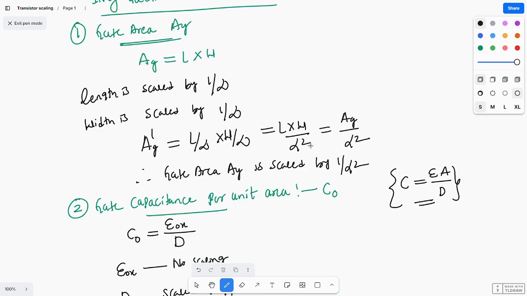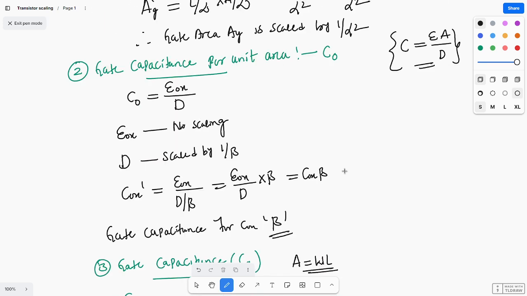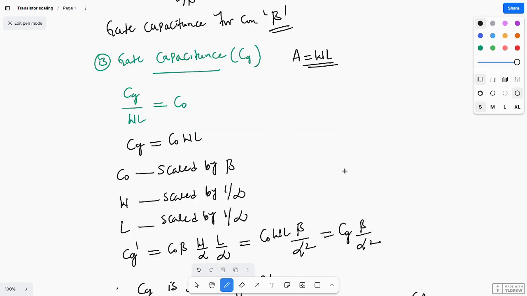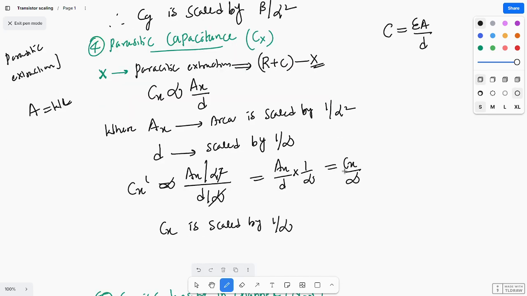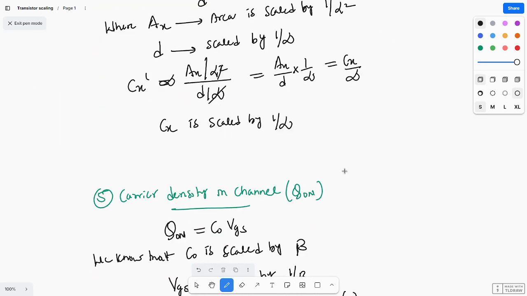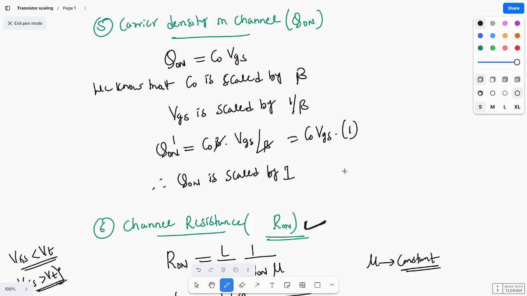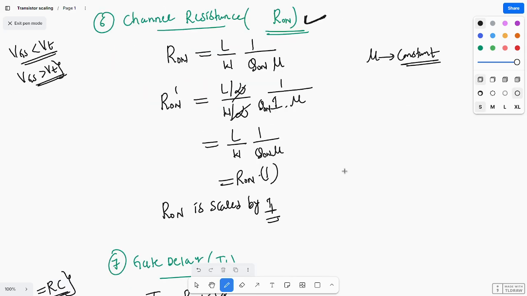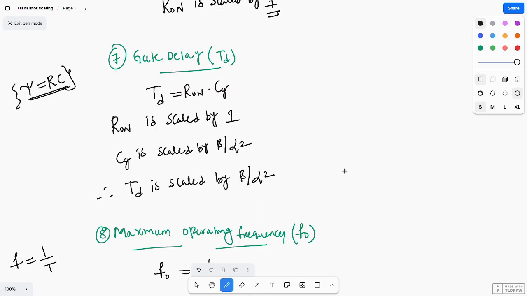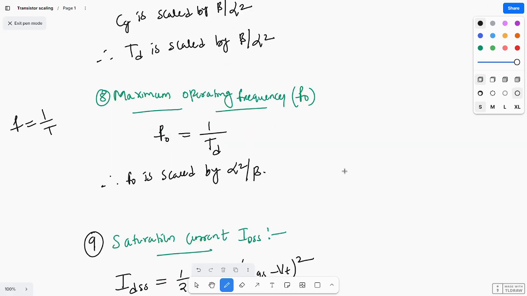First we see the gate area. Gate area is scaled by 1 by alpha square, and gate capacitance per unit area is scaled by beta. Gate capacitance is scaled by beta by alpha square. Parasitic capacitance is scaled by 1 by alpha. Carrier density in the channel, Q on, has no scaling, it is unity. Channel resistance also has no scaling, that is also unity. Gate delay is scaled by beta by alpha square. Maximum operating frequency is scaled by alpha square by beta.